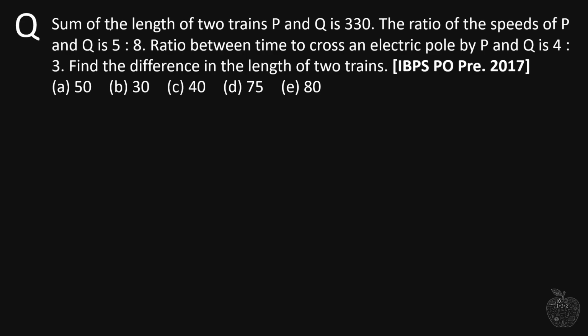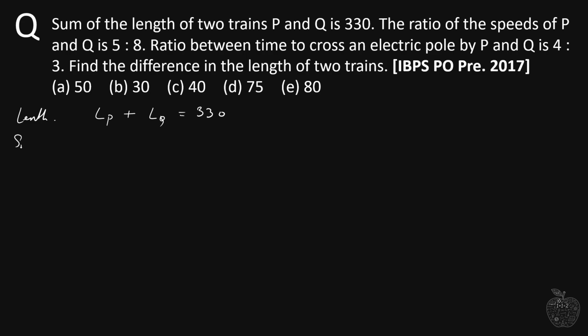Okay, so here the sum of the lengths is given. So let's say the length of train P is LP and the length of train Q is LQ, and we are given that the sum of them is 330. So LP plus LQ is equal to 330. Now this is length.